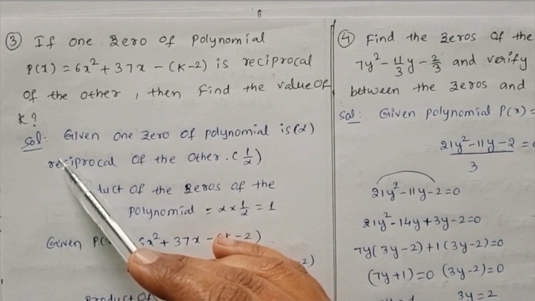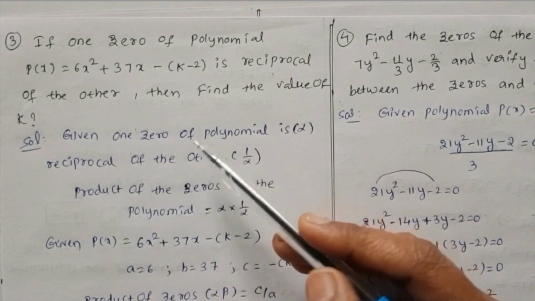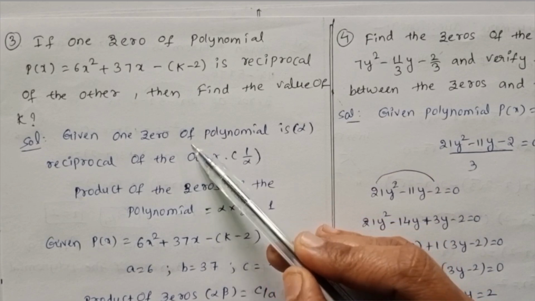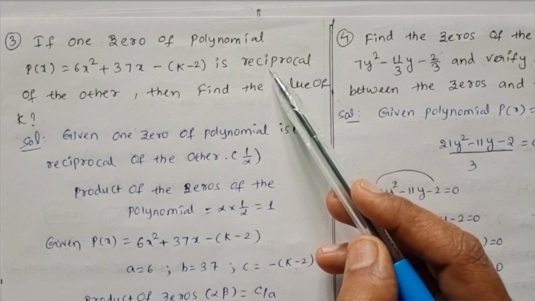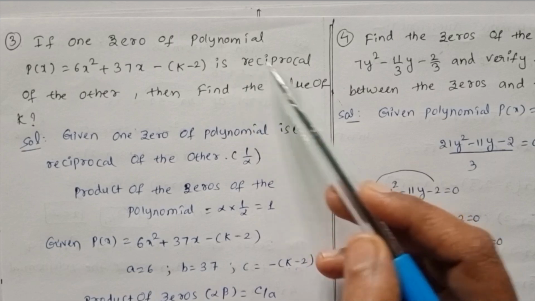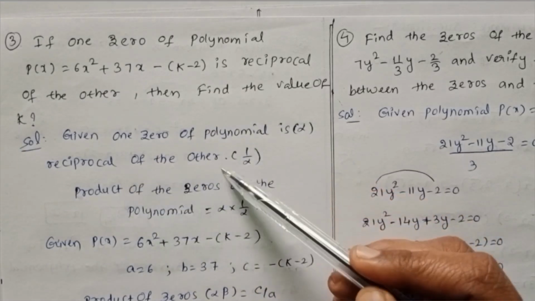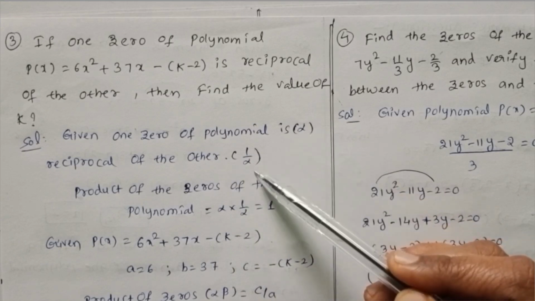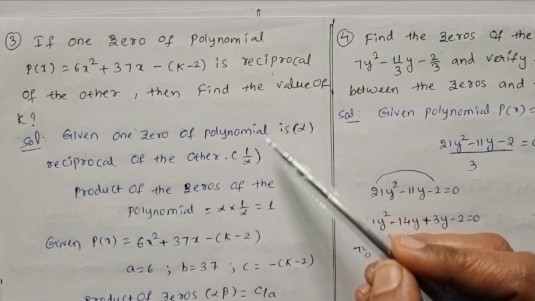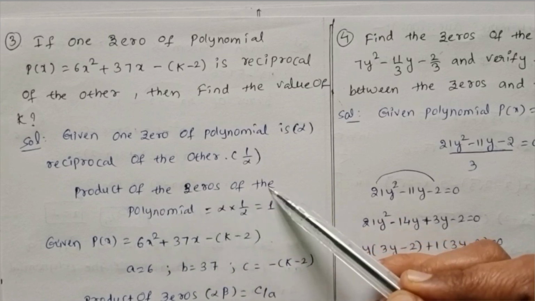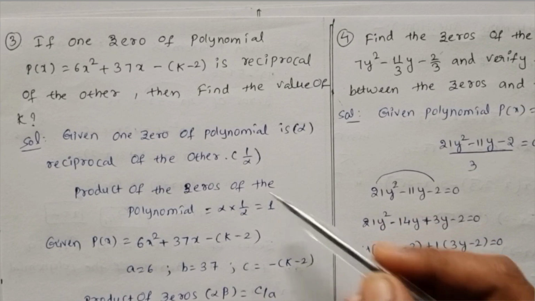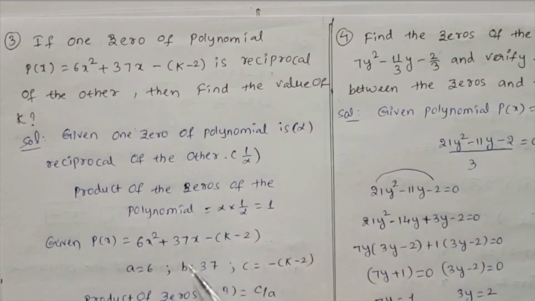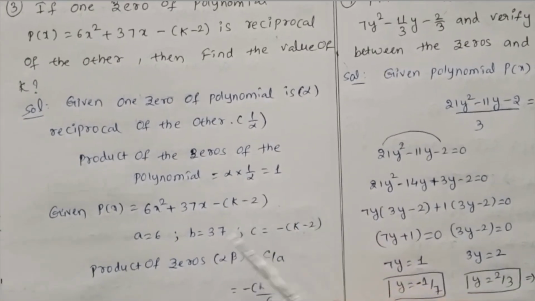See here solution. They have given that one zero is alpha. The other zero is the reciprocal of this zero, so the reciprocal is 1 by alpha. If you take the product of these two zeros, alpha into 1 by alpha, that becomes 1. But they have given the p of x value. P of x is equal to 6x square plus 37x minus k minus 2.